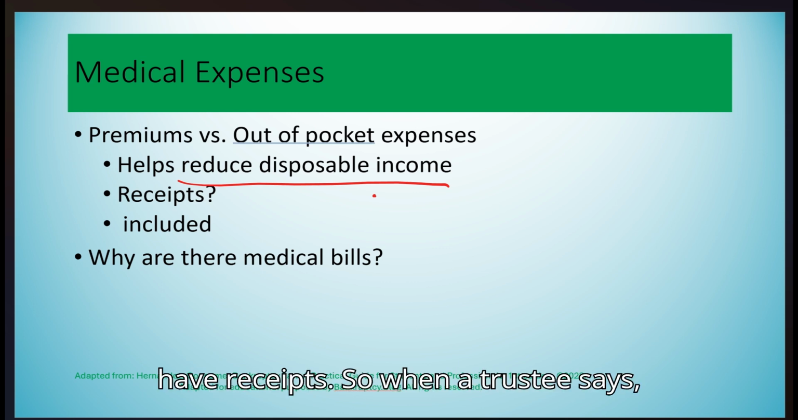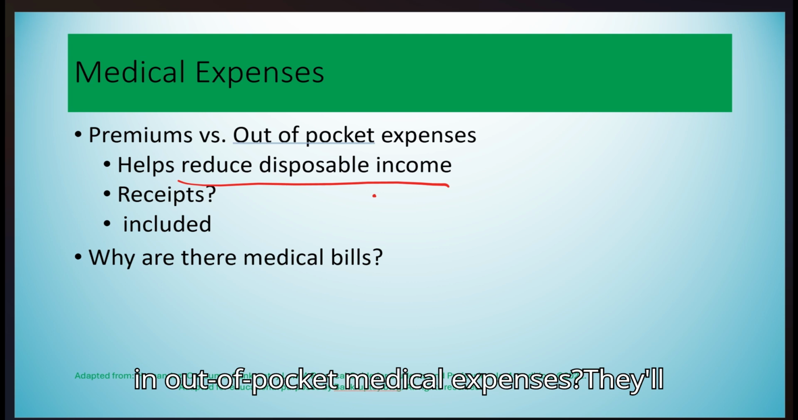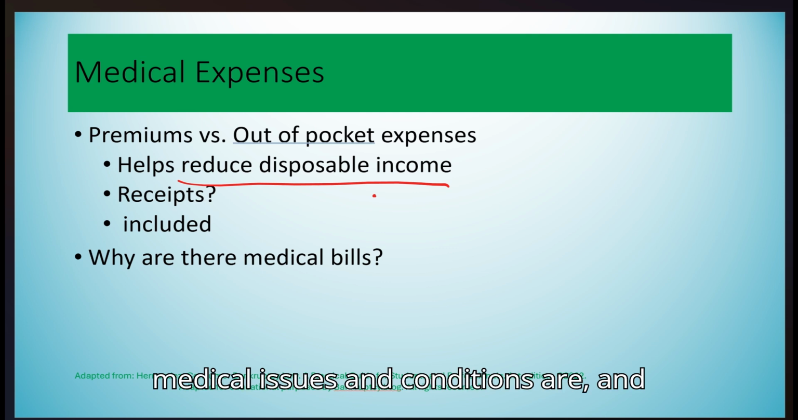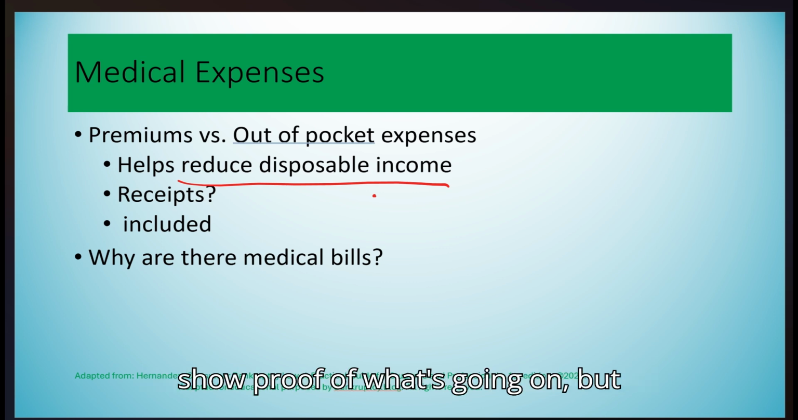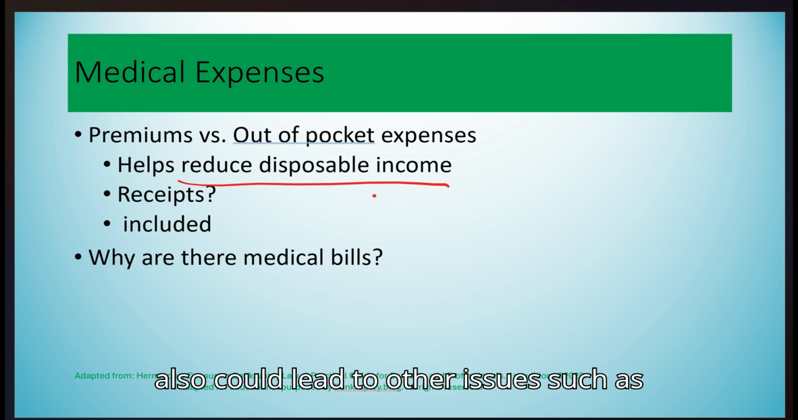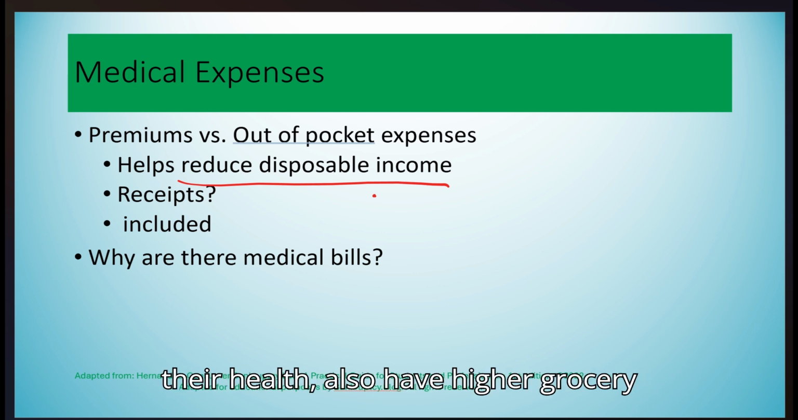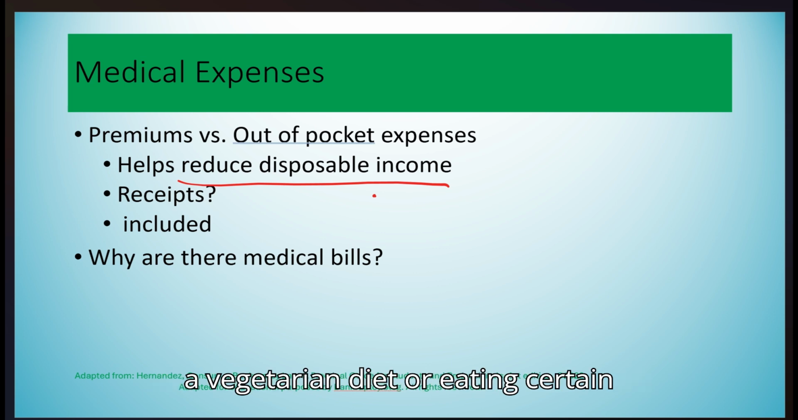Have receipts. So when a trustee says, "What do you mean you have $300 a month in out of pocket medical expenses?" they'll probably say quickly what their medical issues and conditions are, and that's fine. That would show proof of what's going on, but it also could lead to other issues such as higher expenses. I've had clients who, because of their health, also have higher grocery bills than normal, because they are stuck on a vegetarian diet or eating certain health foods.